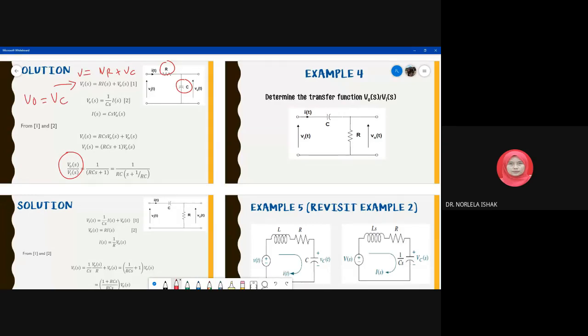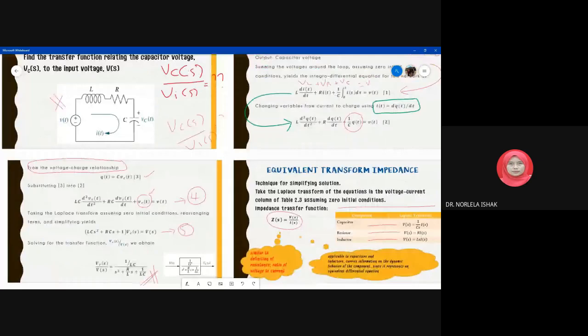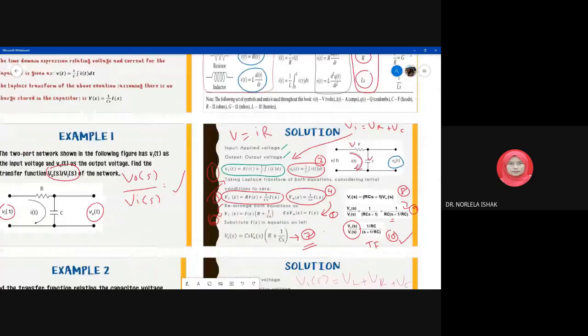So we derive equation number 2. We derive V naught equal to this, which is the impedance for the capacitor. Is it? From table 2.3, what's the impedance for the capacitor? This is the impedance for the capacitor, the resistor, and the inductor. You use this table to analyze the circuit.